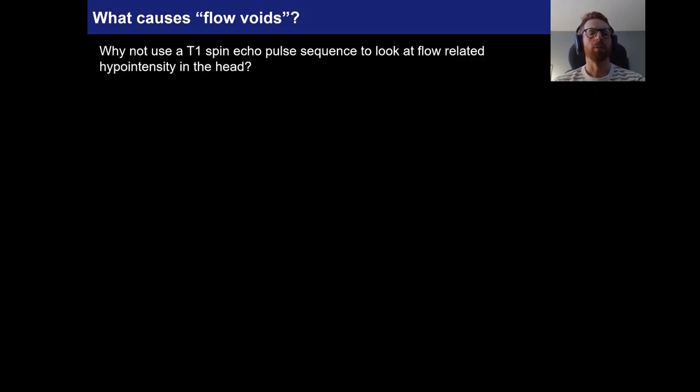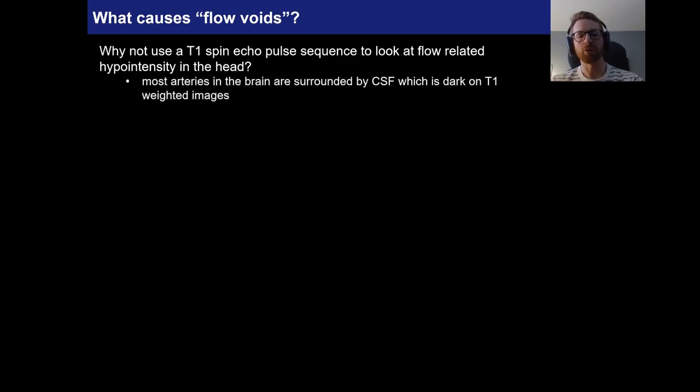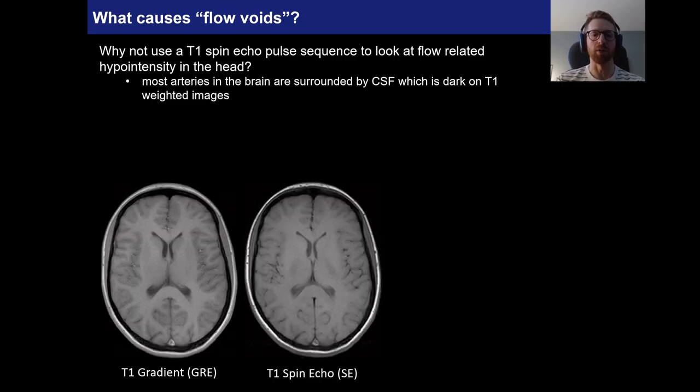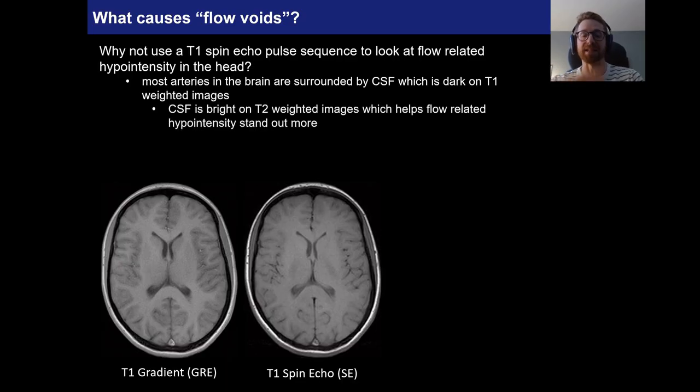So why not use a T1 spin echo pulse sequence to look at flow-related hypointensity in the head? So most arteries in the brain are surrounded by CSF, which is dark on T1 weighted images. So you don't get as good contrast with a T1 spin echo image, right? Because the arteries are black and the surrounding CSF is black. That's one practical reason why it's better to look at flow voids in the brain with a T2 weighted image, because the arteries are black and the CSF that surrounds it is white.